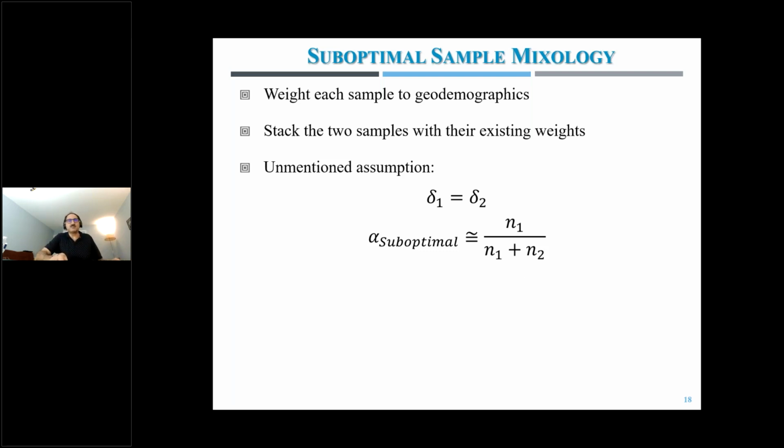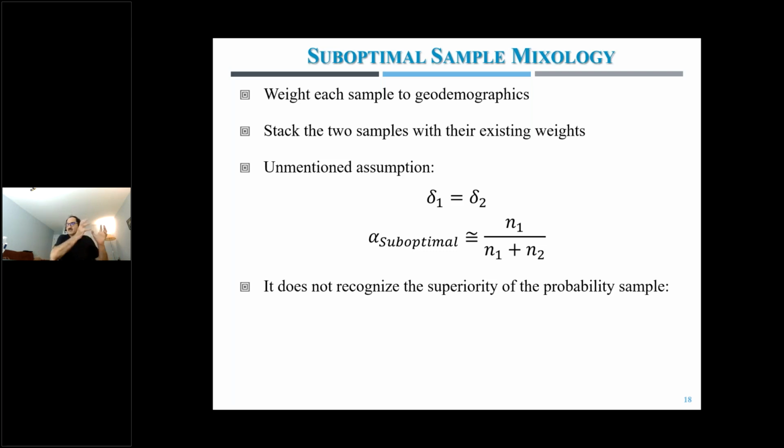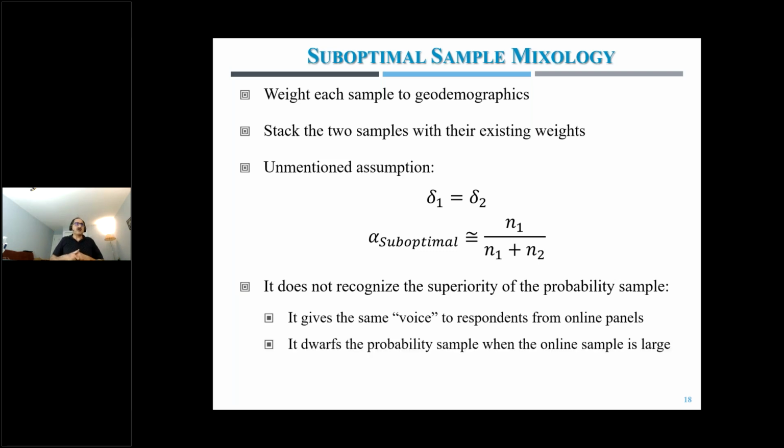The issue with this simplistic approach is that it does not recognize that the probability-based sample component has better representativity, has better inferential integrity, and therefore it gives the same voice to respondents who come from the probability sample as well as those that come from the non-probability sample, which is not fair. And if you have a large non-probability sample, this simplistic methodology can pretty much dwarf your probability-based sample component. And in general, it kind of promotes sloppy sampling only to save costs.